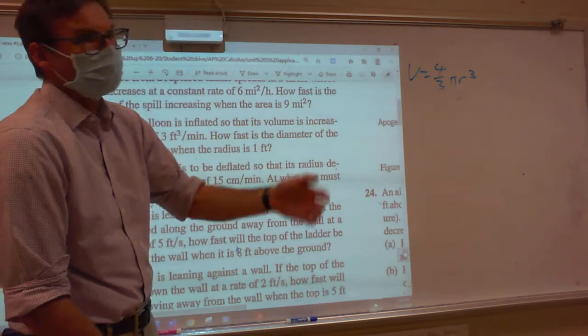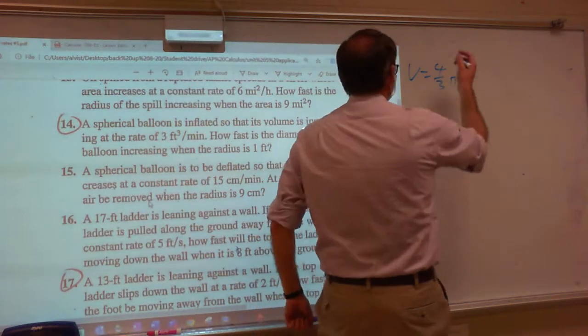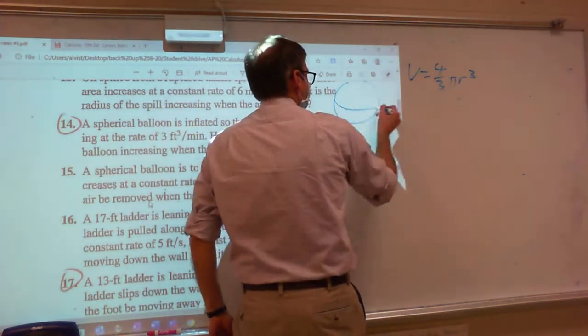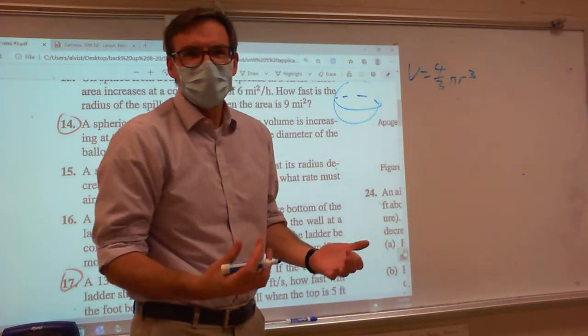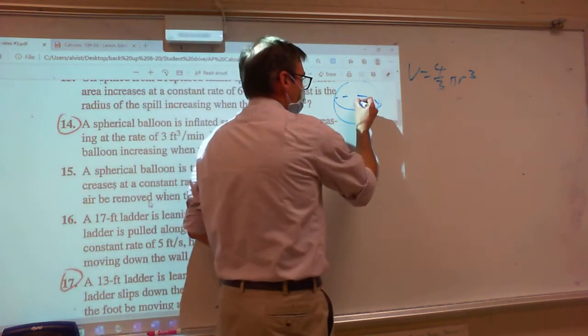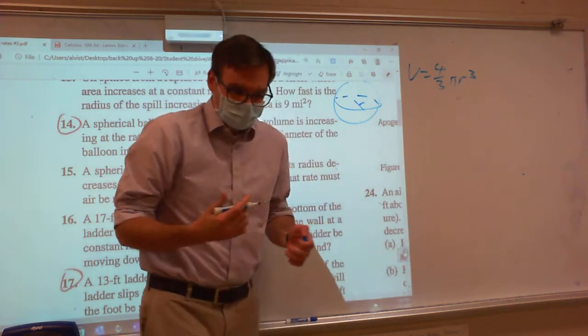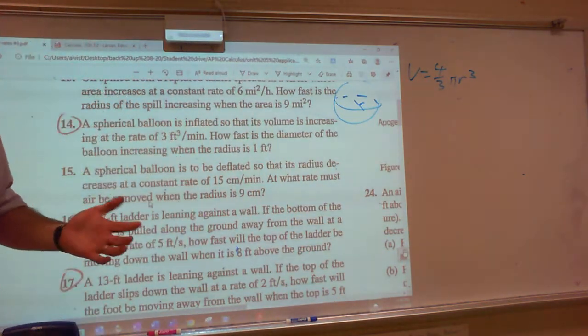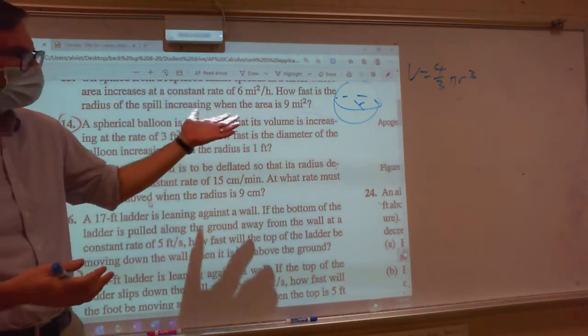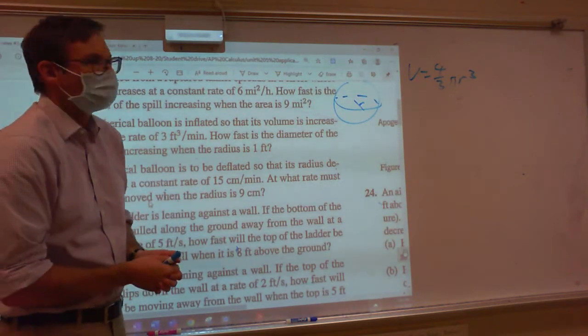All right. I did say I should draw a picture, so I'm going to draw a picture. Here's our sphere. The problem with the sphere is there's not a whole lot of dimensions. You've got your ball and then you have a radius. Usually pictures are helpful. Spheres, not so much.